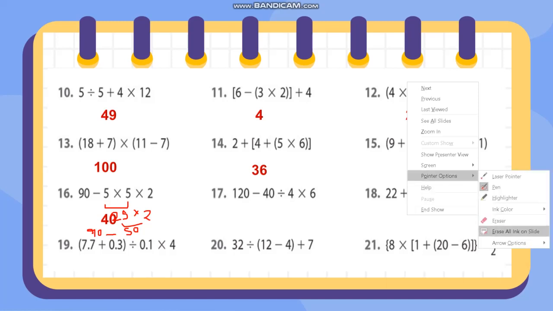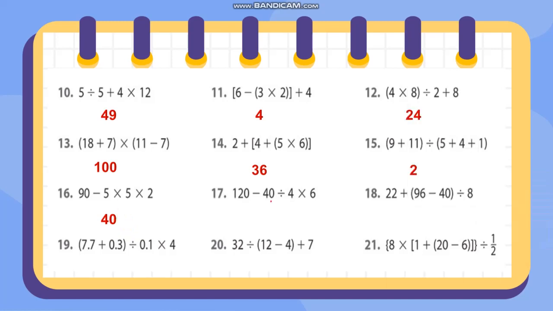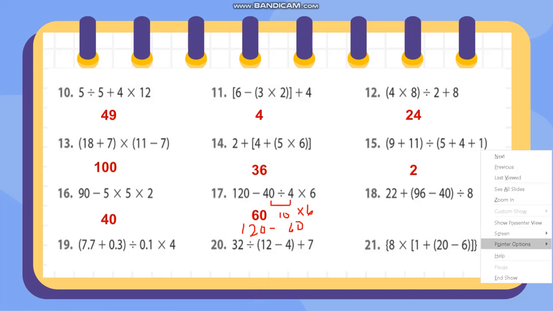Next, question number 17. So we're going to divide first. 40 divided by 4 is 10. And 10 multiplied by 6 is equivalent to 60. Then 120 minus 60 is equivalent to 60. So we just simply follow the rule.